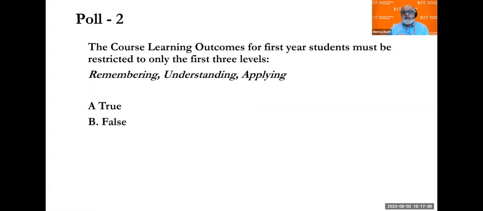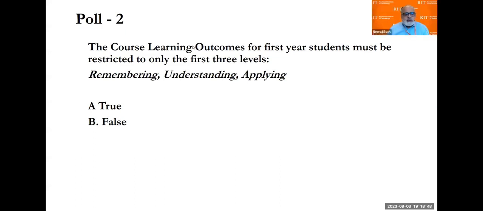I believe there's another poll question. The course learning outcomes for first-year students must be restricted only to remembering, understanding, and applying, which are really the first three levels of Bloom's taxonomy. I think we have a fairly good idea. 61% say true, Dr. Bush, and 38% are saying false.